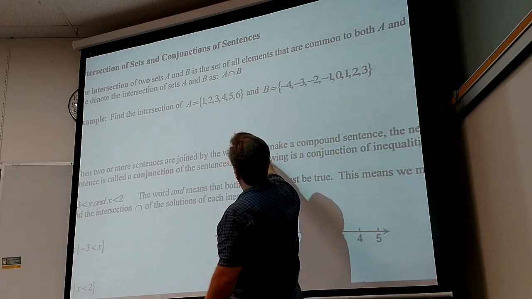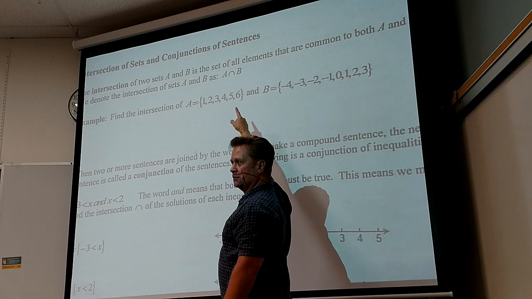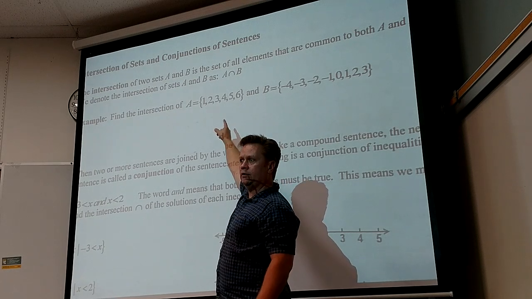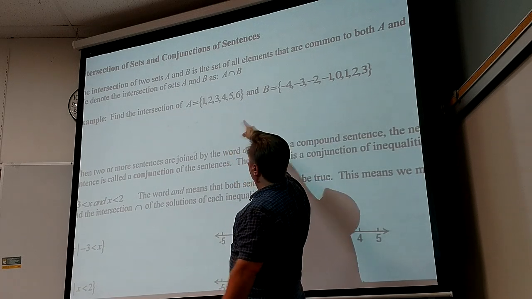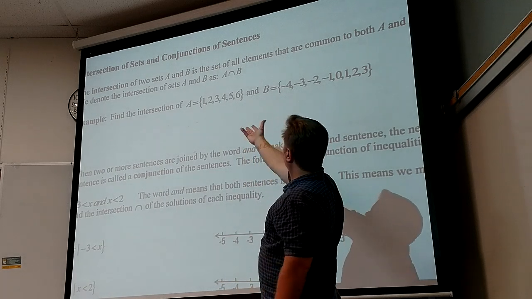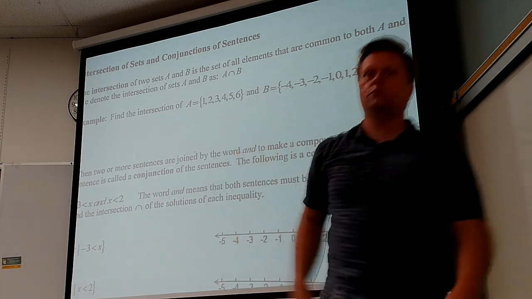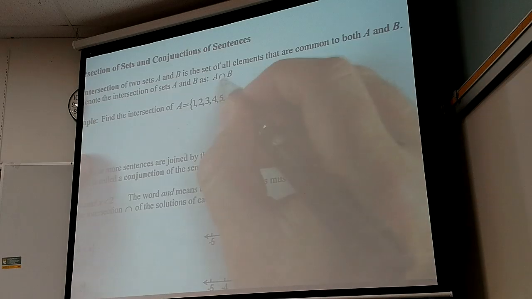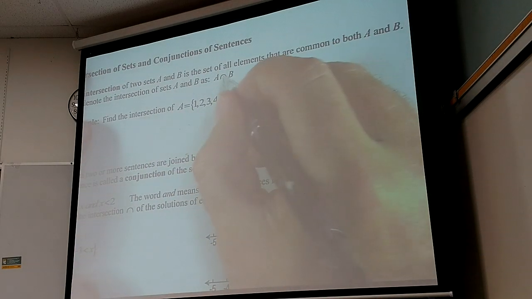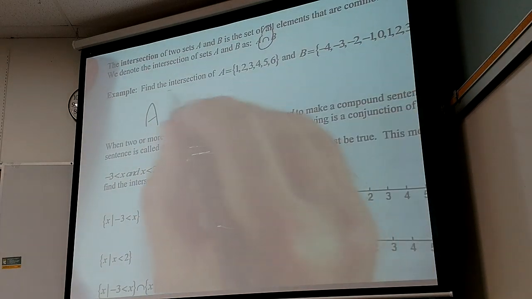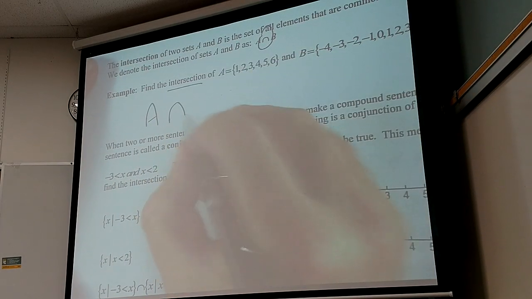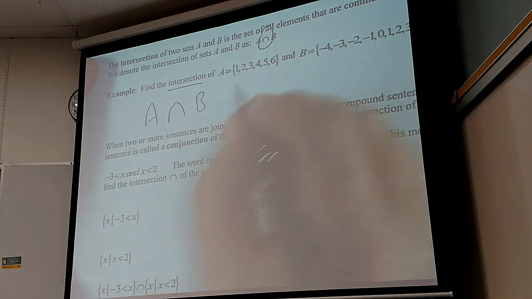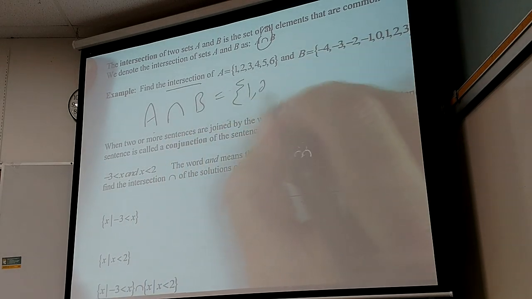So would 6 be an answer? It's only in this one, right? So which ones, of course, are in both? 1, 2, 3. That's it. So this is what it would look like. There you are. That's the symbol for it, right there. That means and. It also means intersection. A intersect B, or A and B, would be the set 1, 2, 3.